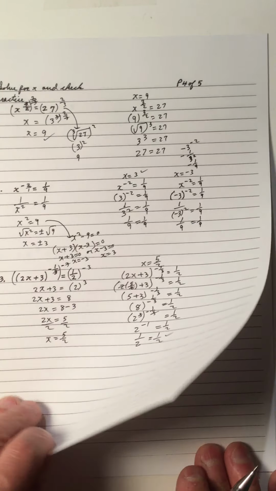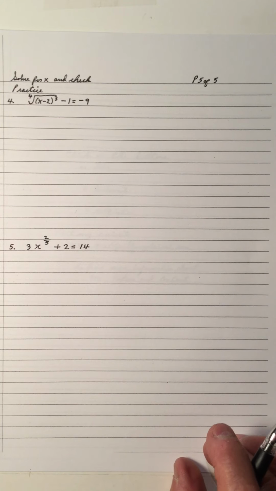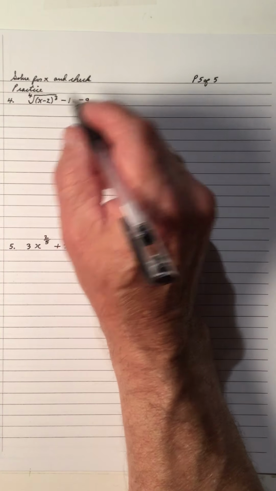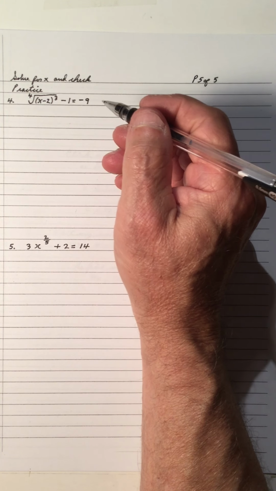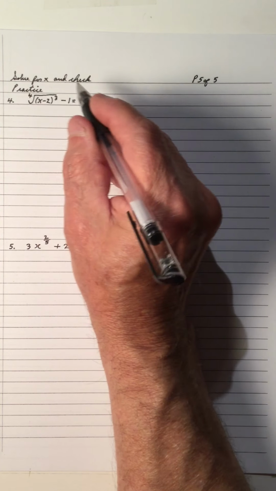Okay, let's do the next page. Do some more examples. Solve for x and check. So again, pause the video and see if you can work these out, and then press playback to see if you're right. And we have to isolate our radical, or our root.